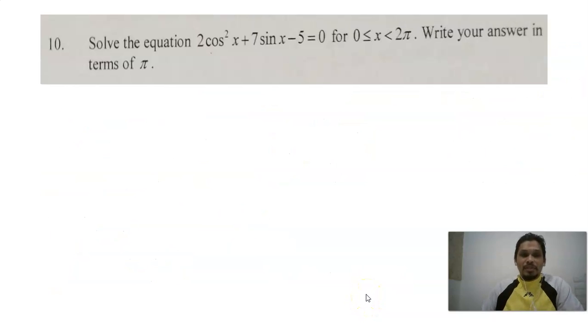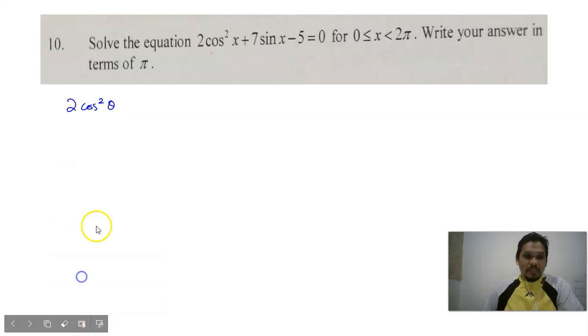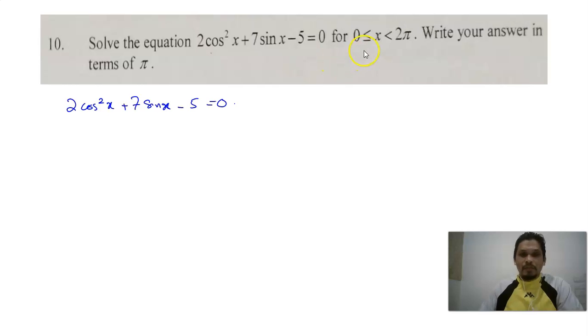Now solve the equation 2 cos squared x plus 7 sin x minus 5 equals 0, where x lies between 0 and 2 pi, or 180 degrees, and write the answer in terms of pi.